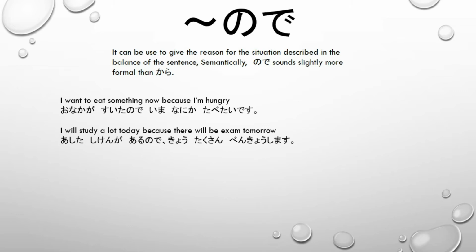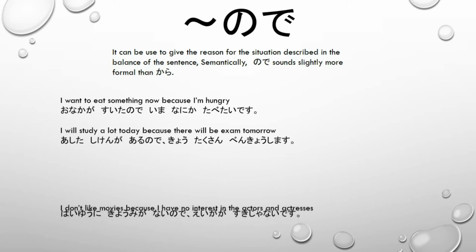Next naman natin, I will study a lot today because there will be an exam tomorrow. So, ashita shiken ga aru node, kyou wa takusan benkyou shimasu, no? So, aru, arimasu. Bukas pa yan, kaya aru yung ating ginamit, hindi atta.